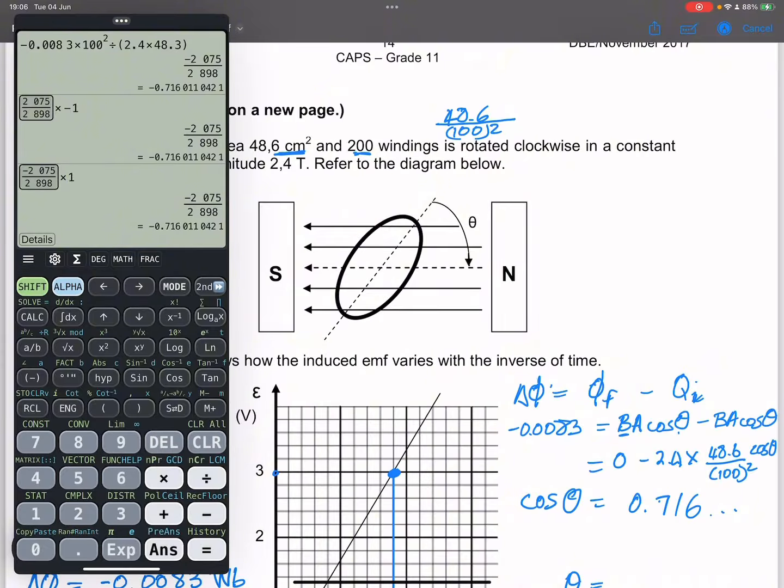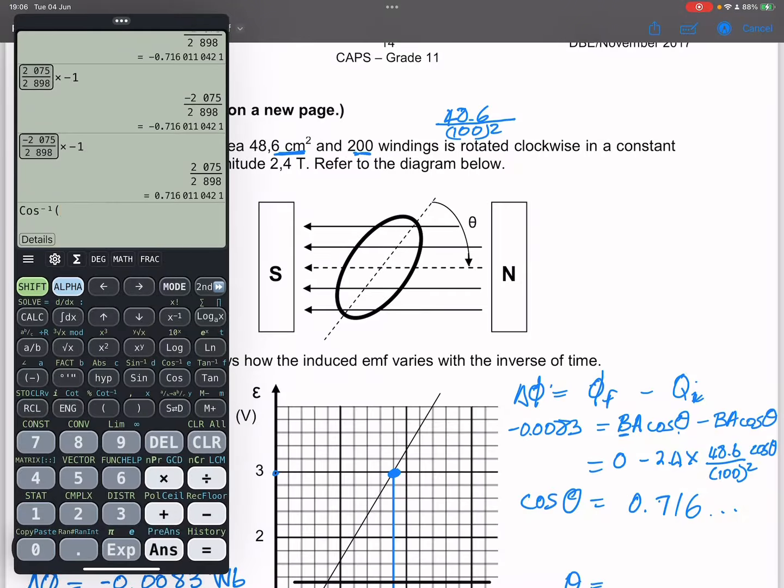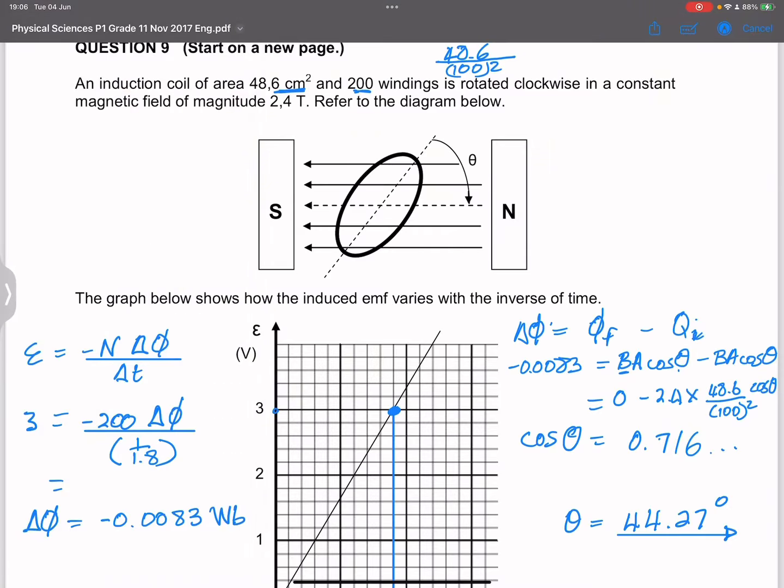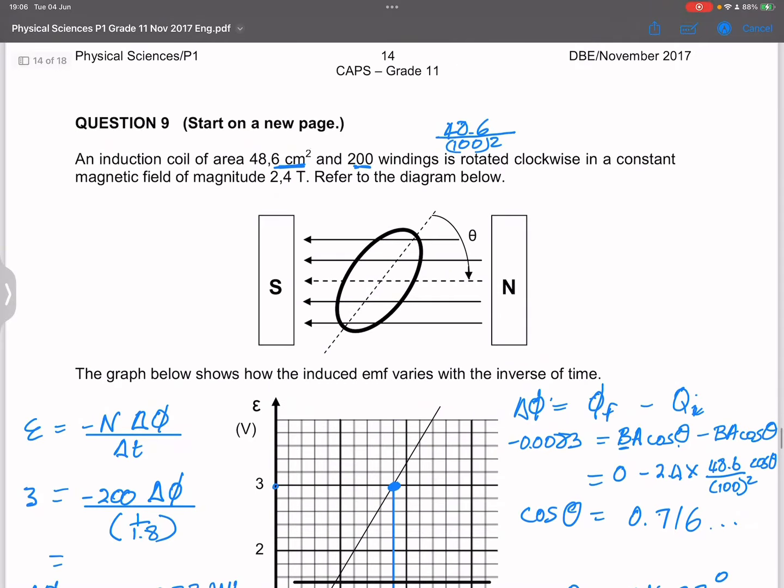For some reason I'm just failing to get this correctly. Okay, and I'm going to say shift the cos of my answer. Okay, and I get 44.27, ladies and gents. Apologies for those glitches. So this is 44.27, and that would be the angle theta that they asked us to find. I hope that makes sense, and please remember that your area must always be in square meters, right?